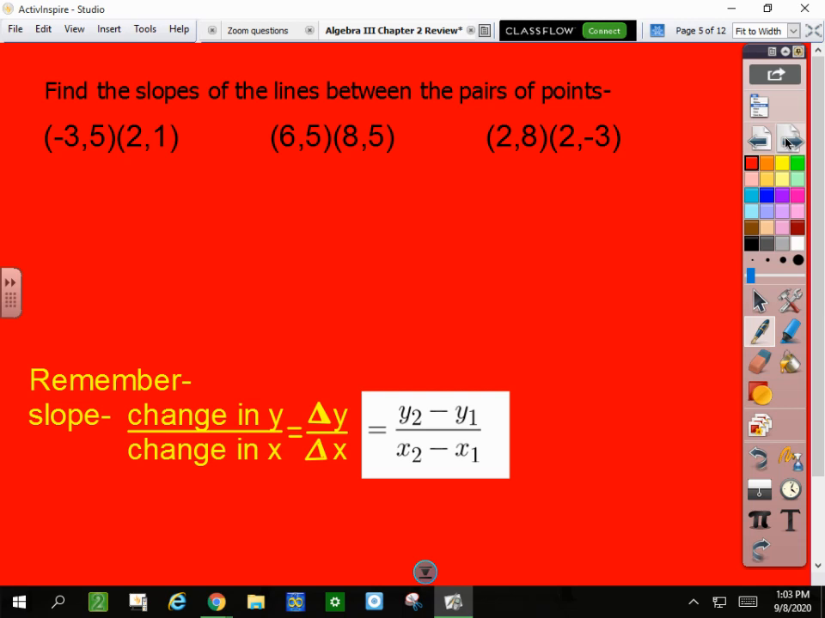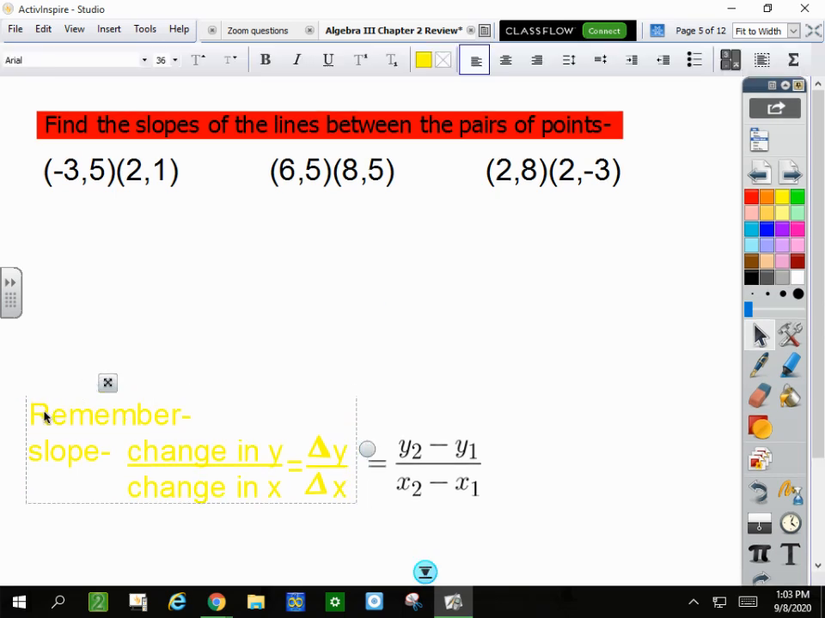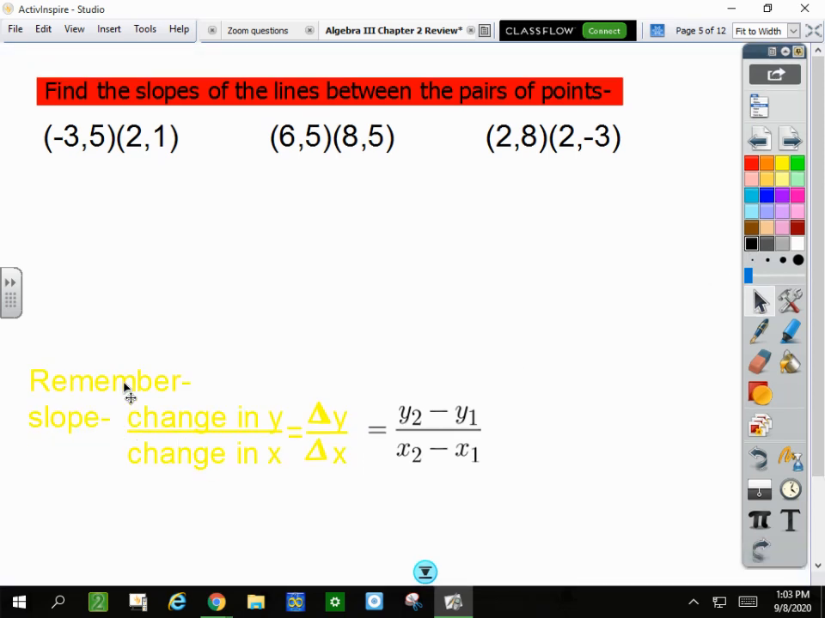Continuing to slope. I'm not sure, something has happened here. I'm gonna see what you guys can see. Okay, so I can't see what's in that banner where it says find the slopes of the lines between pairs of points unless I come to my desktop. I am going to change this color, hopefully quickly, to black. Nope.